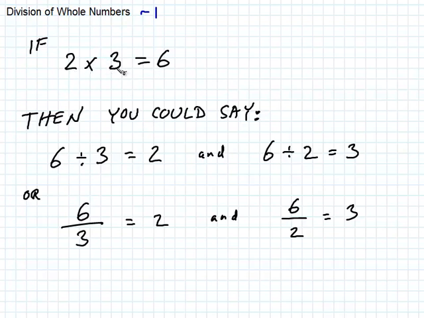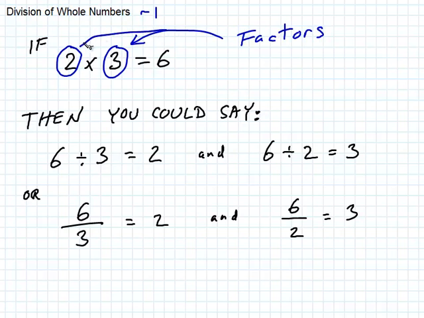If I know that 2 times 3 equals 6, that's a multiplication problem, I could turn it around and make a division problem out of it. I have these two numbers, and you multiply them together, and you get this number. These numbers, by the way, are called factors. I don't know if your teacher or your textbook calls them factors, but that's what they are, and that's what they'll get called when you get further into math. May as well learn it now. So these are two factors that multiply together to give you 6.